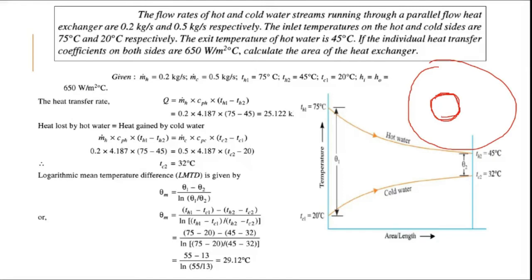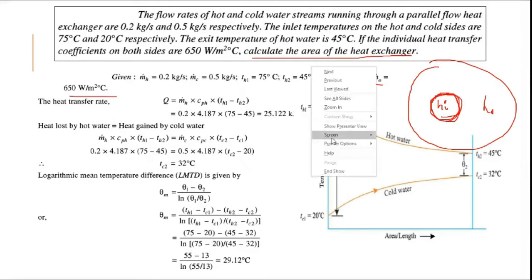That is the H value. We have a pipe like this. Inside the pipe, some fluid is flowing. So on this side we will have some Hi value, and on the other side we will have some H naught value. They are saying that for individual fluids, the individual heat transfer coefficient value is 650. So Hi is equal to 650 and H naught is also equal to 650. But they have not mentioned the U value, so we have to determine the U value in this case. That we will do later. What they want us to do is find out the area of the heat exchanger.